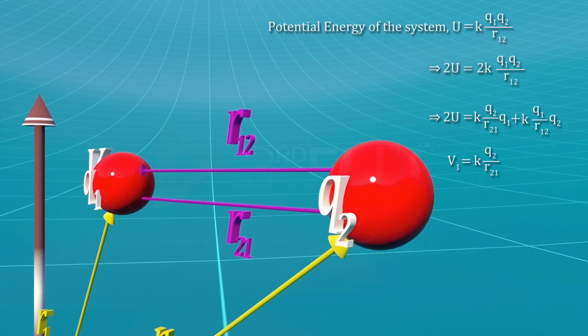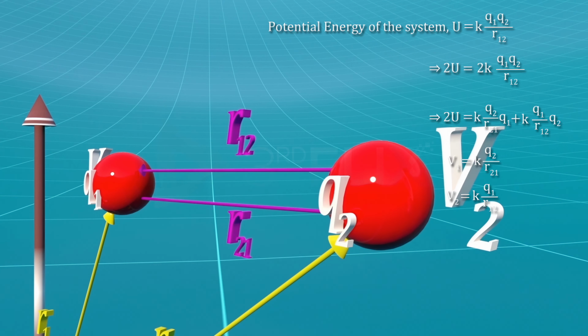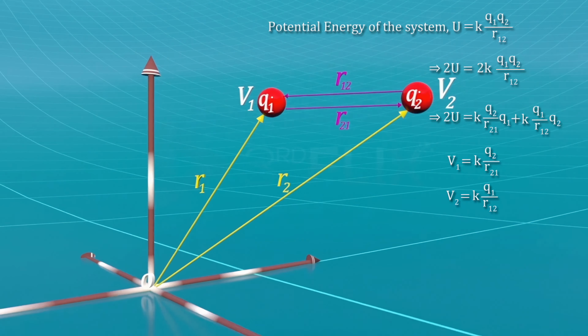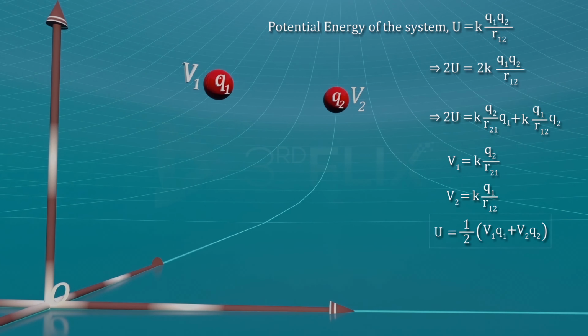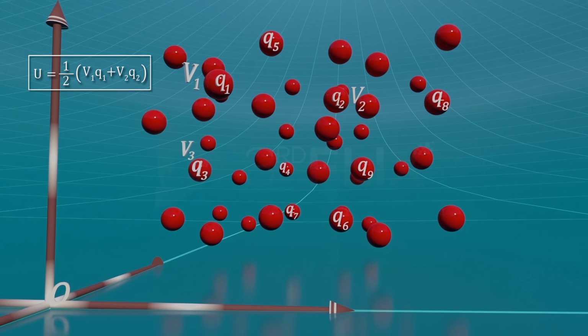kQ2 by R21 is nothing but the potential due to Q2 at the Q1 location, V1, and kQ1 by R12 is the potential due to Q1 at the Q2 location, V2. Hence, total potential energy can be written as half of V1Q1 plus V2Q2. This expression can be extended to an n-particle system also.